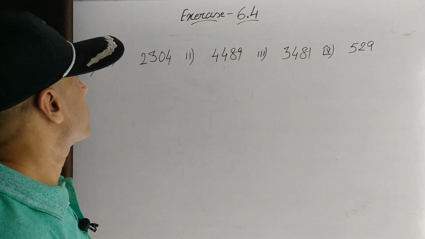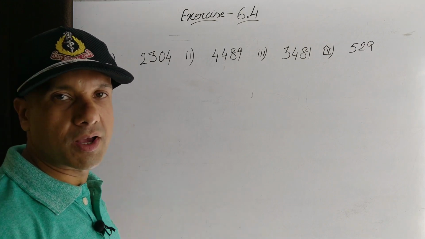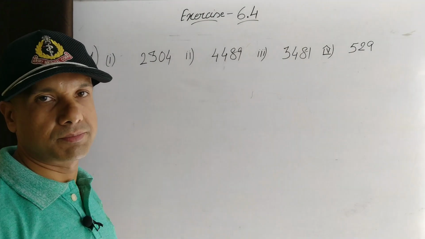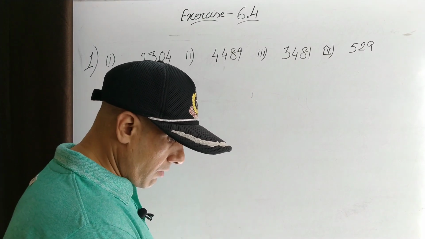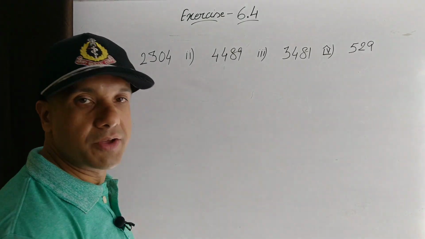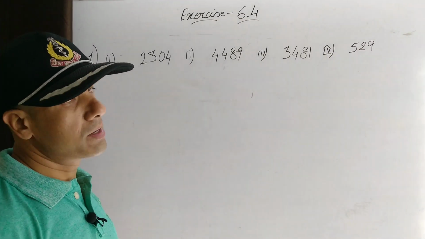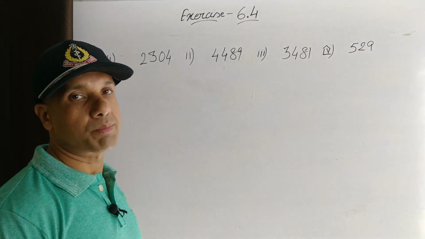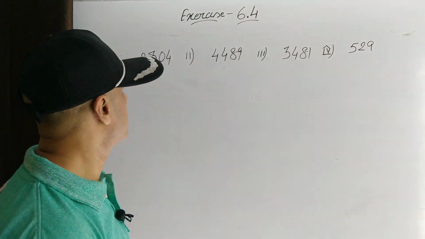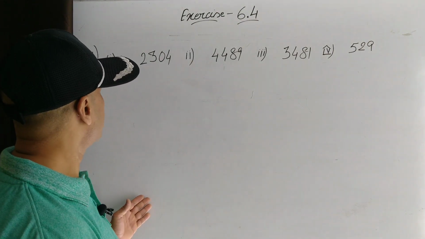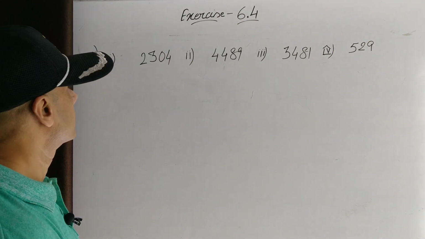Welcome viewers. Today we are going to solve exercise 6.4 of class 8 mathematics, squares and square root. Question number 1. Find the square root of each of the following numbers by division method. In the previous exercises we have learned to find square root of a number by repeated subtraction method and prime factorization method. So let's learn finding of square root of a number by division method.